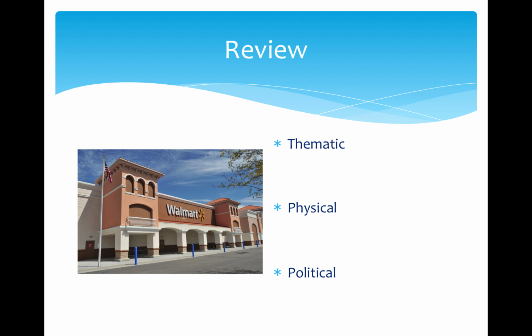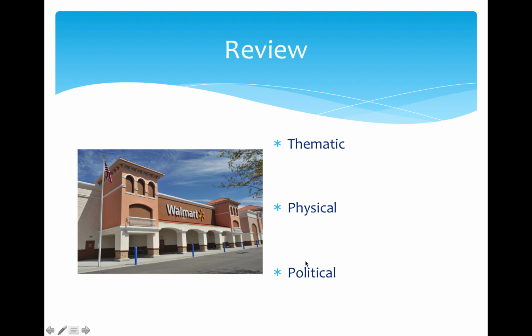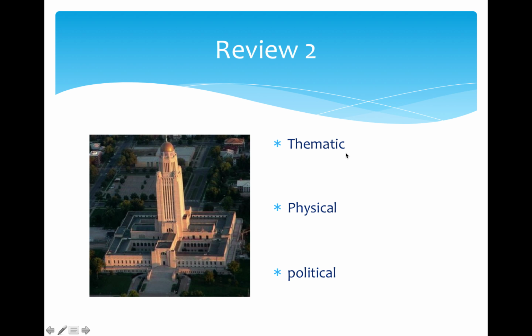So let's think about this. Let's review our types of maps. If I'm new to a community and I need to go to a Walmart, if you were to give me a map of the community, what kind of map would you give me? Would you give me a thematic map? Would you give me a physical map, or would you give me a political map to find Walmart? Did you say thematic? I hope you said thematic because that is correct. Thematic map is the answer.